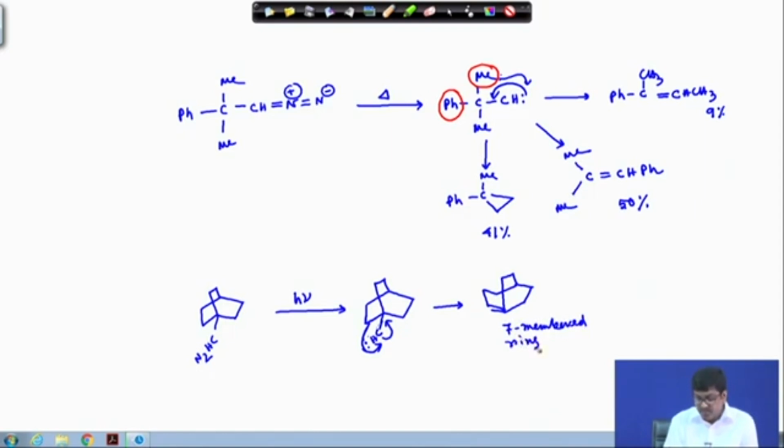So, we have started from a 6 member ring, okay, having this bridgehead, and we arrive at a 7 member ring. Again, this is due to this particular rearrangement. Okay.